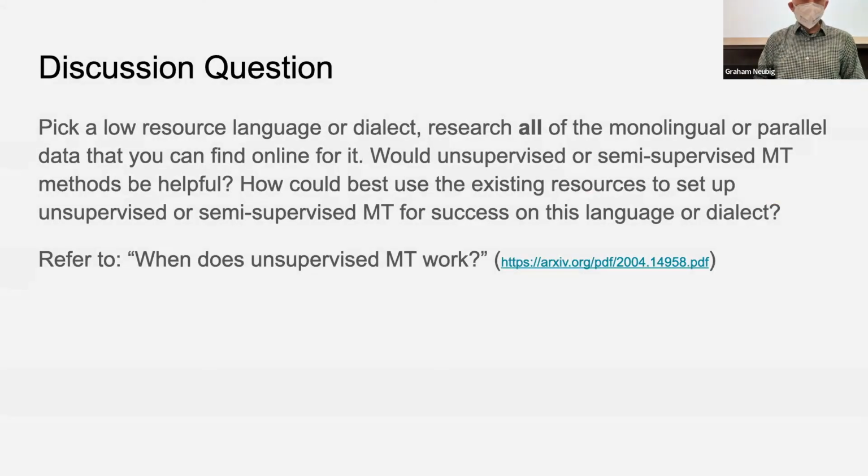So yeah, the discussion question is: pick a low resource language or dialect. Research all of the monolingual or parallel data that you can find online for it. Would unsupervised or semi-supervised MT methods be helpful, and how could you best use the existing resources to set up an unsupervised or semi-supervised MT system for success on this language or dialect? And this is a reference to a paper that you could take a look at to discuss that.